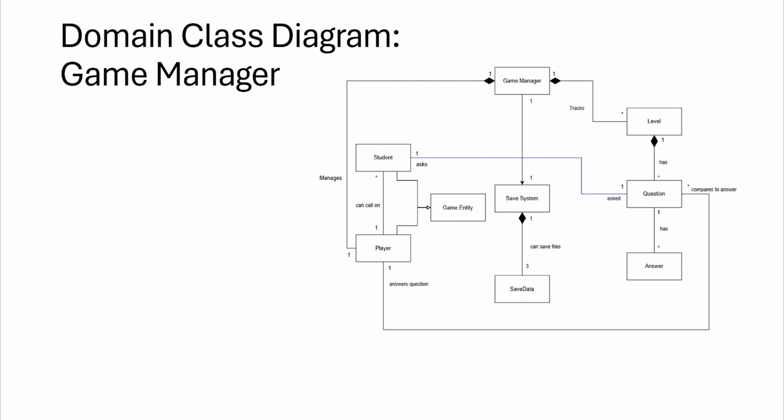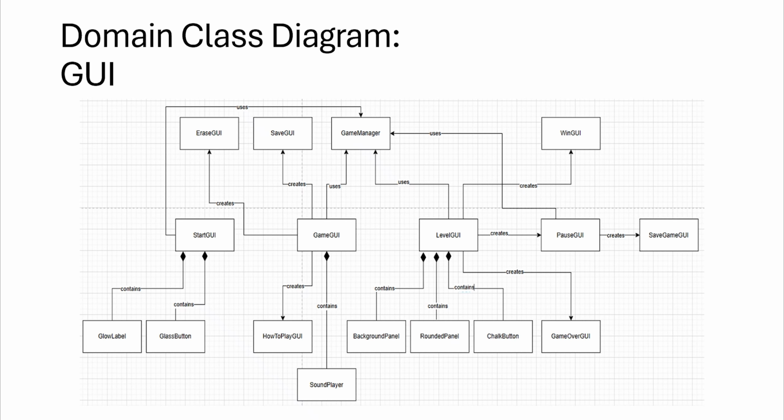The controller package has GameManager as the central coordinator with composition relationships to Player, Level, and SaveSystem. SaveSystem manages SaveData objects for persistence. The GUI package contains our 10 screen classes: Start, Game, Level, Pause, and so on, each responsible for its own display and user interaction.